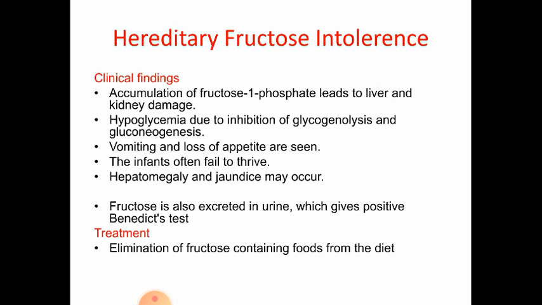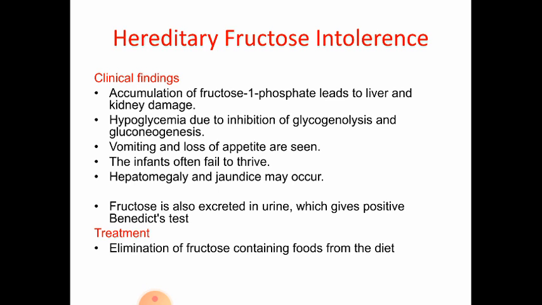The clinical findings of hereditary fructose intolerance include accumulation of fructose 1-phosphate, which leads to liver and kidney damage, and hypoglycemia due to inhibition of glycogenolysis, the breakdown of glycogen, and gluconeogenesis. Then vomiting and loss of appetite will be seen. The infants often fail to thrive. There will be no growth and development in infants. Then hepatomegaly and jaundice may occur.